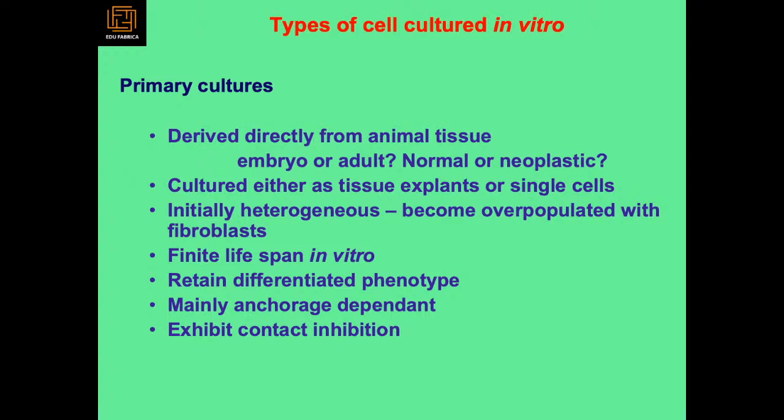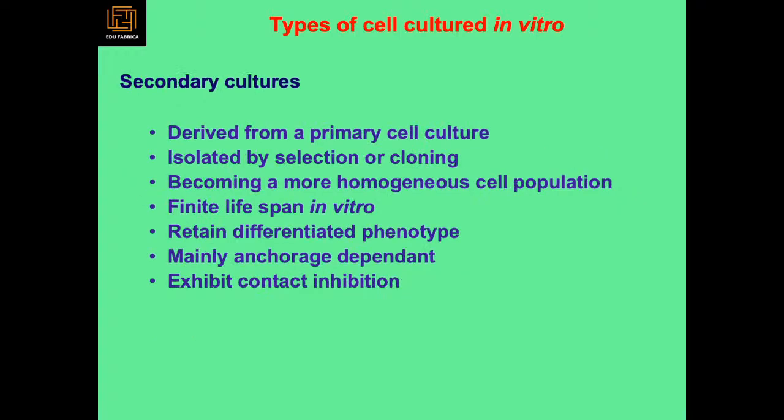Some types of cell culture in vitro. So primary cultures are derived from the animal tissues, embryo or adult, normal or neoplastic, cultured either as tissue explants or single cells. So initially heterogeneous, they become overpopulated with fibroblasts. Then they have a finite span in vitro, they could grow and exhibit all the inhibition part also.